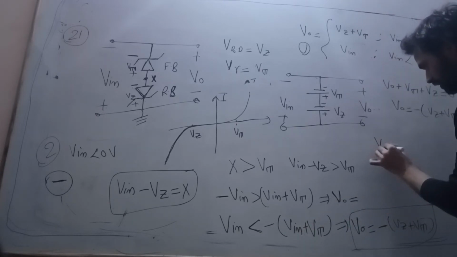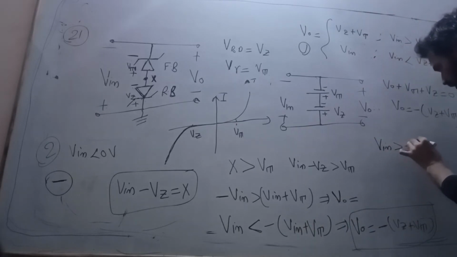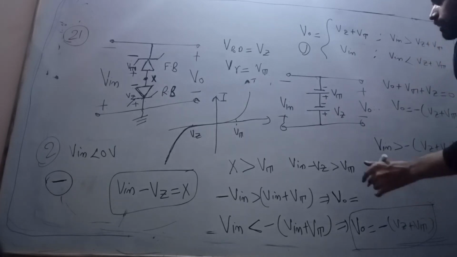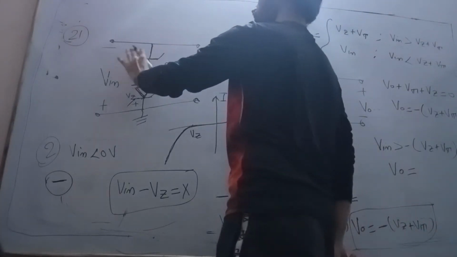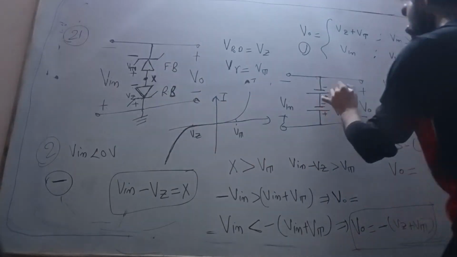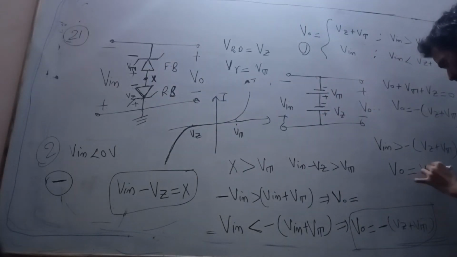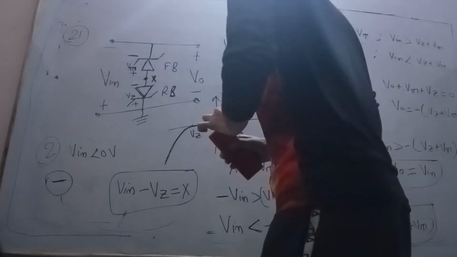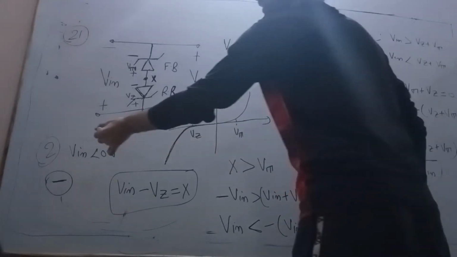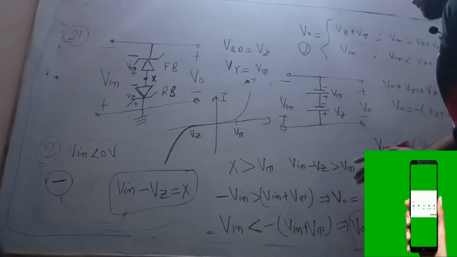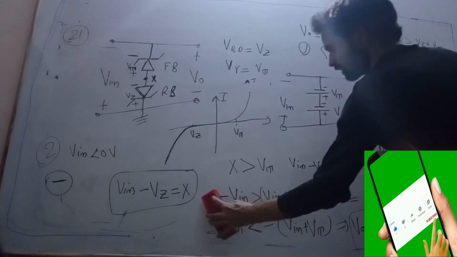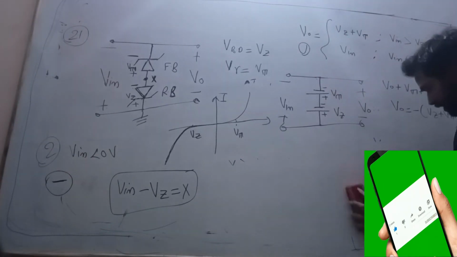Now we will see when V in is greater than minus Vz plus Vt, then that time this will get open circuited, then V naught is equal to V in. Yes, so this is for negative value of V in. Okay, so we have done that for the negative value. This is the case second. Okay, so case second we have done.